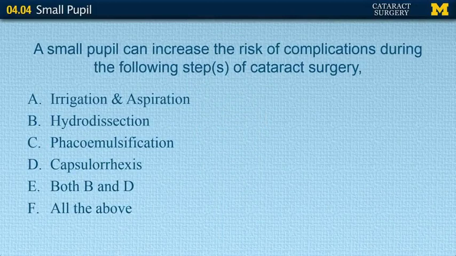So we'll start with a pretest. First question. A small pupil can increase the risk of complications during the following steps of cataract surgery. A, irrigation and aspiration. B, hydrodissection. C, phacoemulsification. D, capsulorhexis. E, both B and D. And F, all the above.